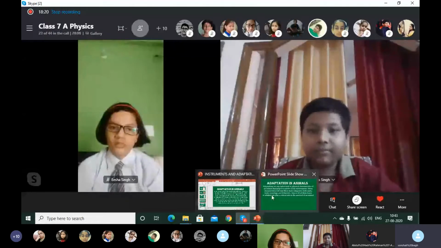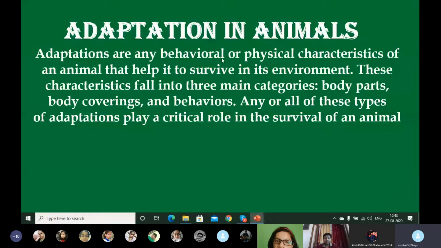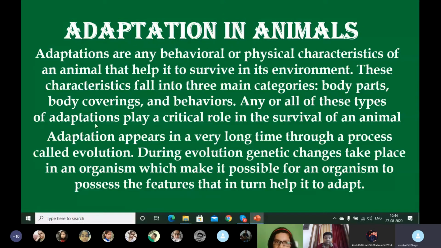Now I'm reading it. See the lines properly. Adaptations are any behavior or physical characteristics of an animal that help it to survive in its environment. These characteristics fall in three main categories. First is body parts. Second is body covering. Third is behavior. Any or all of these types of adaptation play a critical role in the survival of the animal.